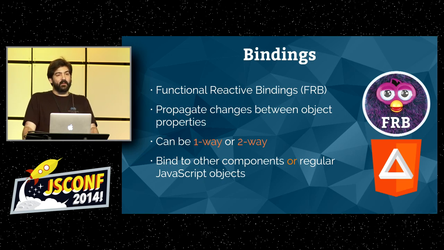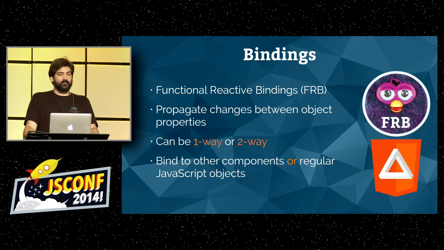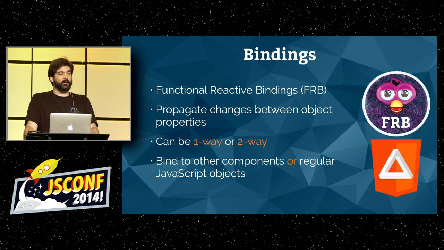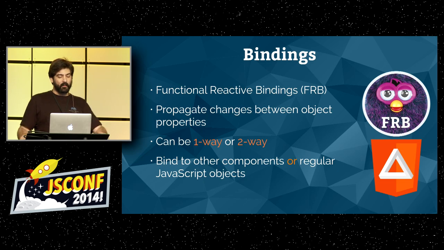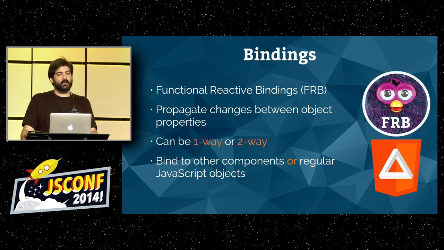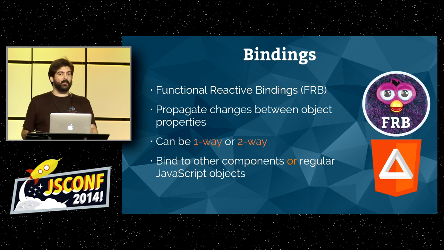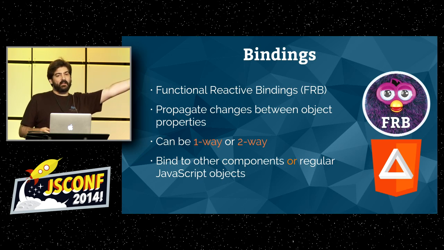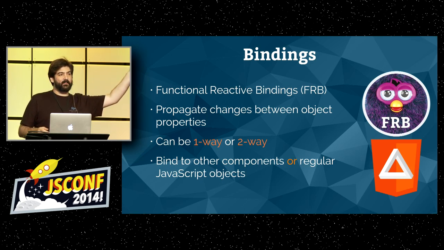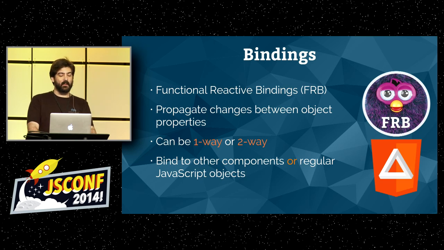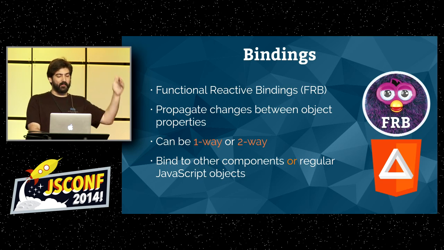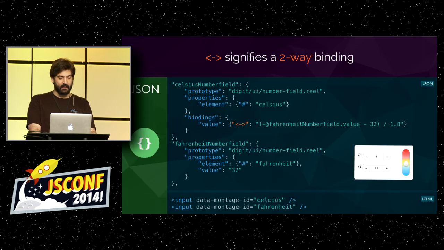FRB is an open source library that you can use standalone. We've integrated it very tightly into MontageJS, but you can also use it by itself. And it can work with components or regular old JavaScript objects. So when you're doing your bindings, you can just take some JavaScript object that you've pulled from some REST API, some JSON you've pulled from a REST API, and you can just bind right into it. You can also use it to connect properties of components, as I'm going to show you next.